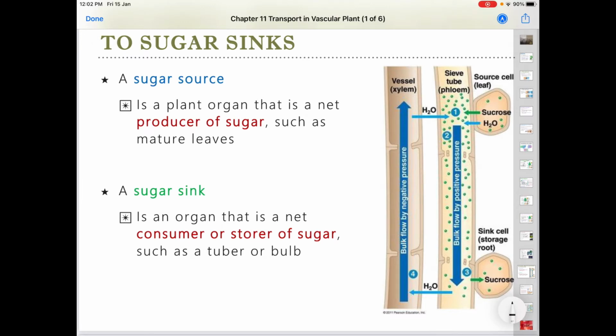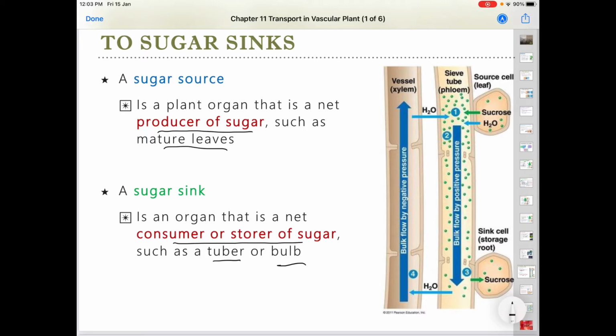So sugar source. Sugar source is a plant organ that is a net producer of sugar. So it produces sugar, normally the mature leaf, through the process of photosynthesis. Meanwhile, sugar sink is an organ that is a consumer or storer of sugar, such as the tuber, the bulb, the root cells, and also the fruits.